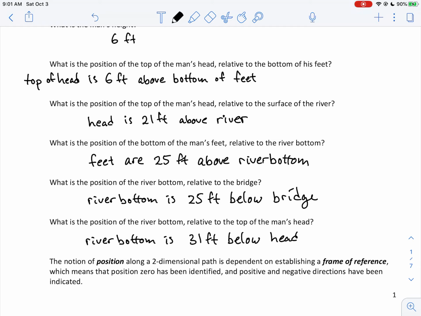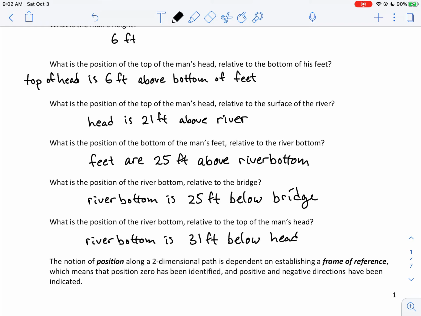What we're doing here is describing how far something is from something else, and also indicating a direction by using the words above or below. We have mathematical tools for doing this as well, by using what are called integers, positive and negative numbers. Positive numbers will refer to being in one direction, and negative numbers will be referring to the other direction.